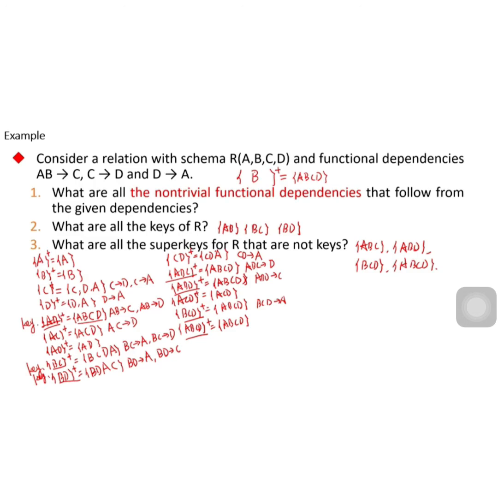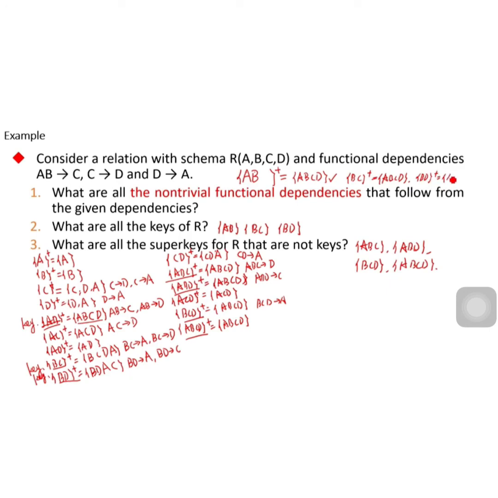Now, if we compute the closure of B, we know the closure of B is B. So B is not a super key. But if we add one attribute, for example AB, we find the closure of AB is ABCD. And the closure of BC is ABCD. And the closure of BD is also ABCD.